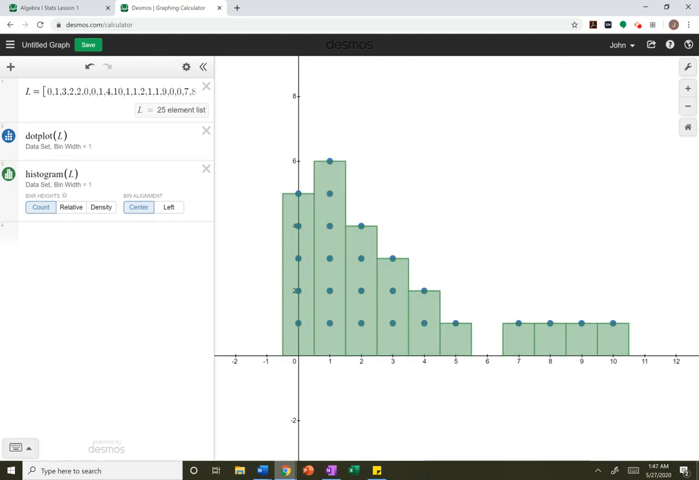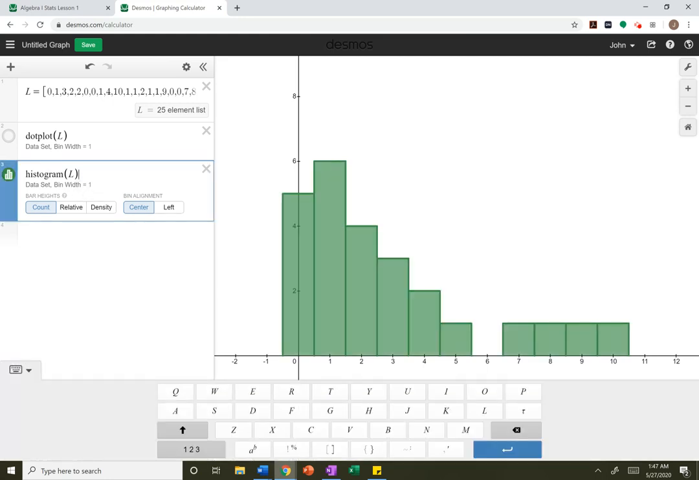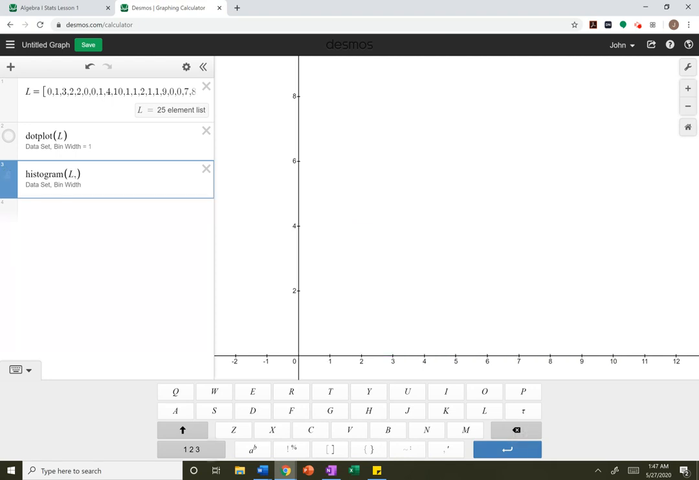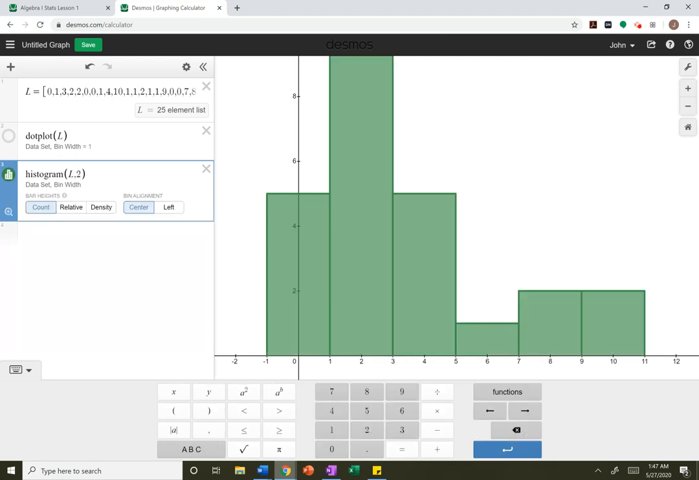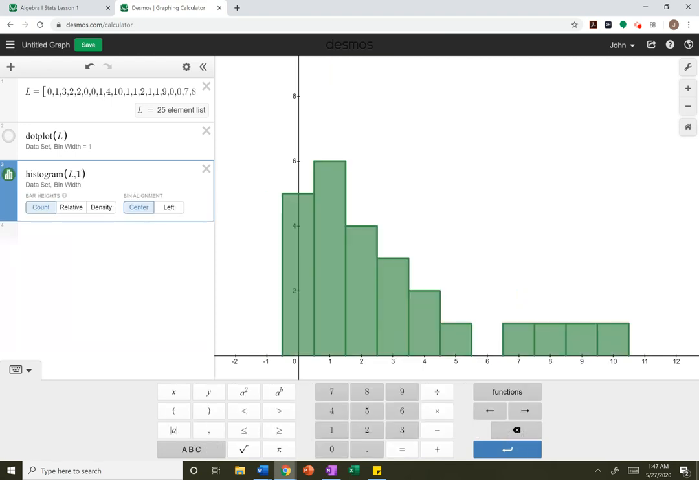So notice it's basically the same thing as the dot plot, but I can also group the data together. So maybe I want the bin width, a bin is the rectangle here, maybe I want the bin width to be 2, so that way it does groups of 2 instead of groups of 1. But I'm going to just leave it as 1 right now.